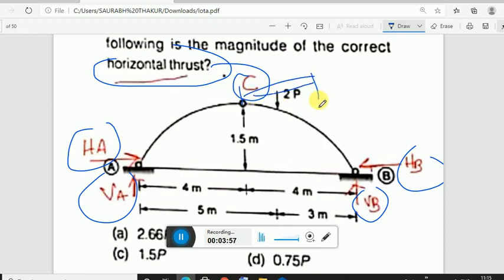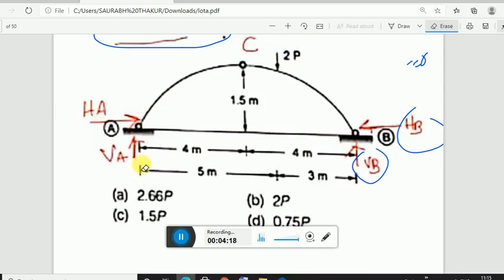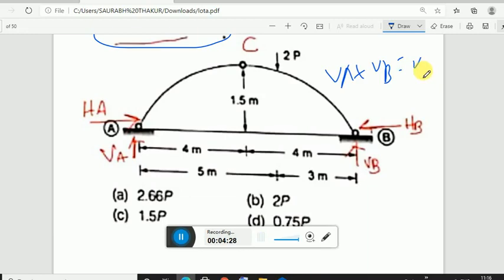Actually, this hinge tells you that M at C left is equal to 0. You can do this. M at C right is equal to 0. You can do this. You just have to first show the reactions: that is VA, that is HA, that is HB, that is VB. Then use summation of Fy equal to 0 and summation of H equal to 0. Summation of VA plus VB is equal to 2P. First equation you will be getting like this. H is equal to HB.